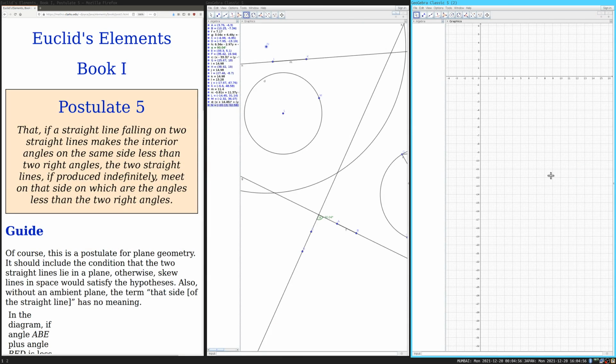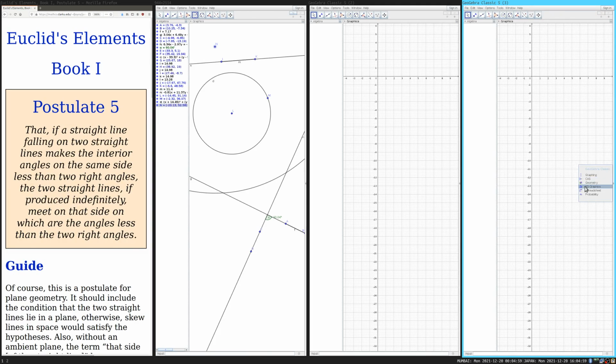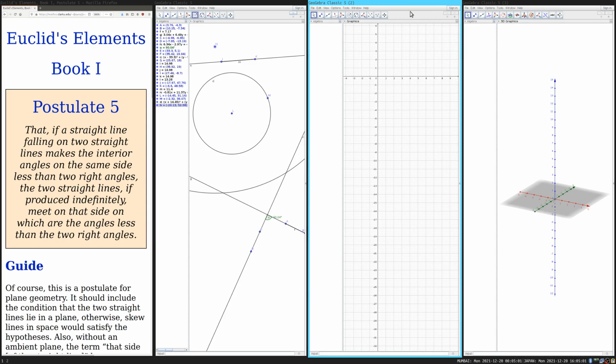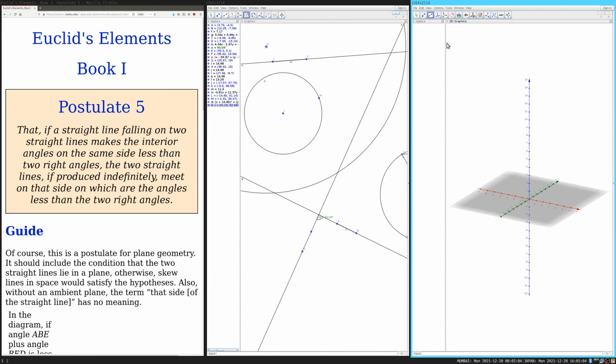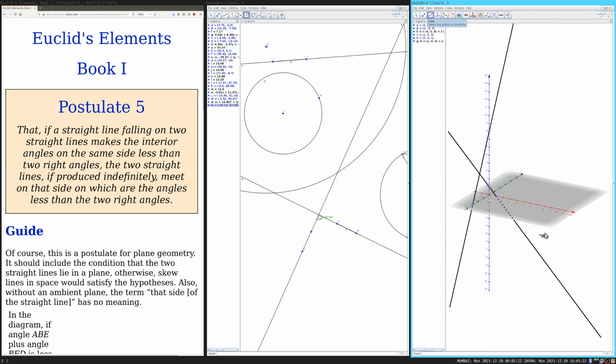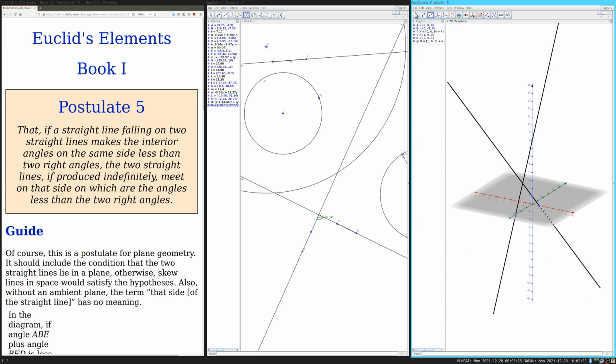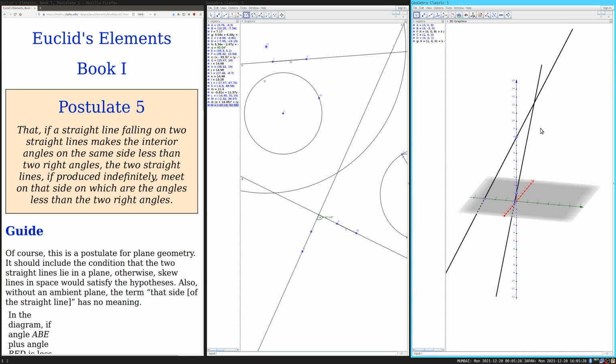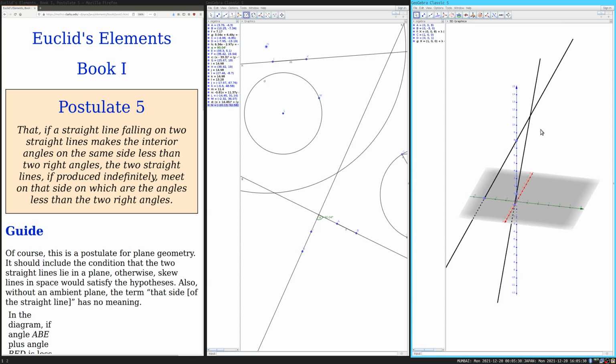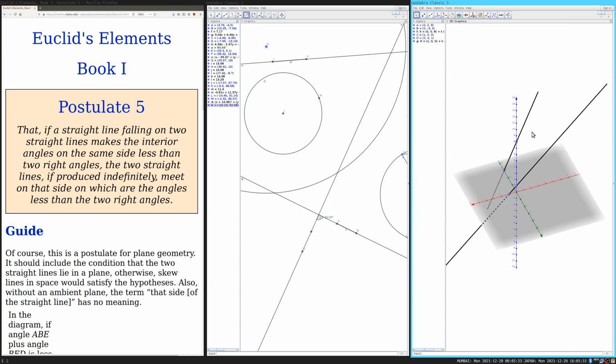Right, if we have in 3D space, what I can do is make two lines that don't lie in any sort of plane with each other. Right, these don't lie in any sort of plane with each other. That's what I think skew lines are.